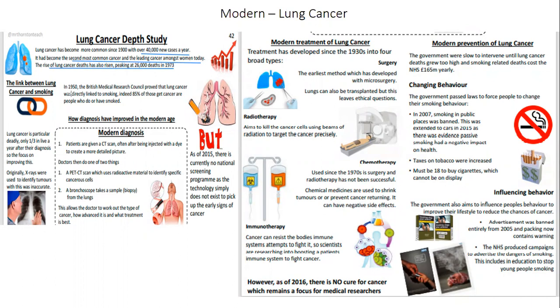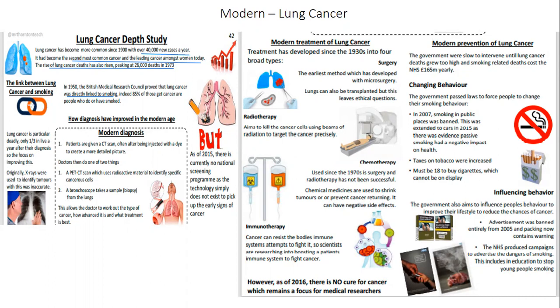Now, the big turning point was in 1950 when the British Medical Research Council proved that lung cancer was directly linked to smoking. 85% of those that get lung cancer are people who do or have smoked. It is particularly deadly. Only a third of people with lung cancer live a year after their diagnosis, but there are ways of improving this. Originally, X-rays were used to identify tumours, but this was very inaccurate.